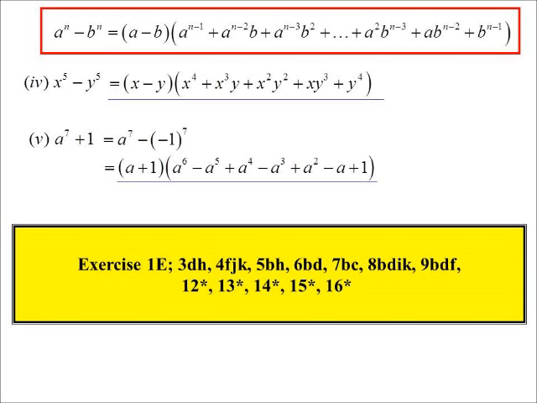Okay, exercise 1E has got some cubic questions and probably some more algebraic fractions as well in that one.